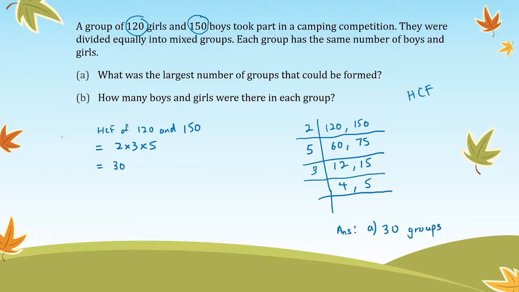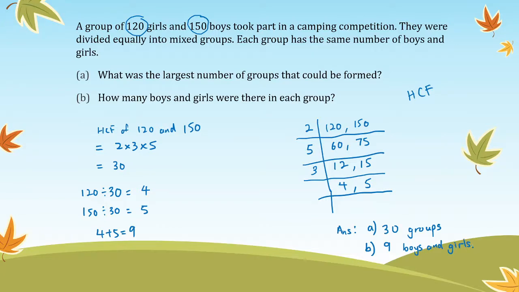Then let's look at part B. How many boys and girls were there in each group? Now this one is easy because we know that we can divide by 30. So 120 divided by 30 will give me 4. And then 150 divided by 30 will give us 5. So the total number is 4 plus 5, which gives you 9. So the answer for B is 9 boys and girls in one group.